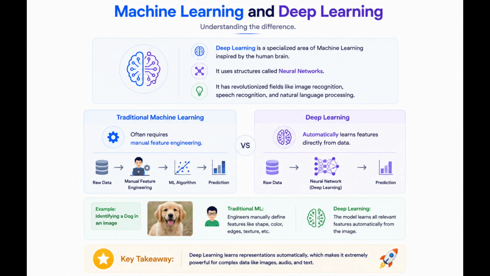For example, imagine identifying a dog in an image. Traditional machine learning may require engineers to manually define characteristics. Deep learning learns those characteristics automatically. That is why deep learning became extremely powerful for image recognition, speech recognition, and natural language processing.